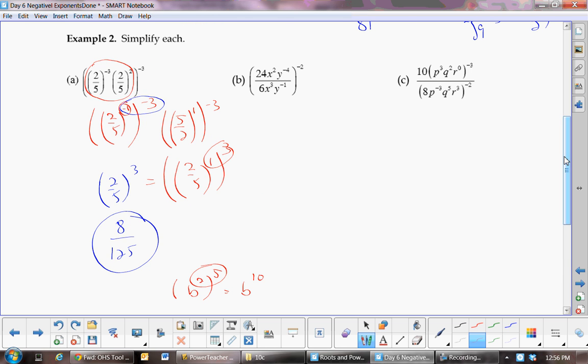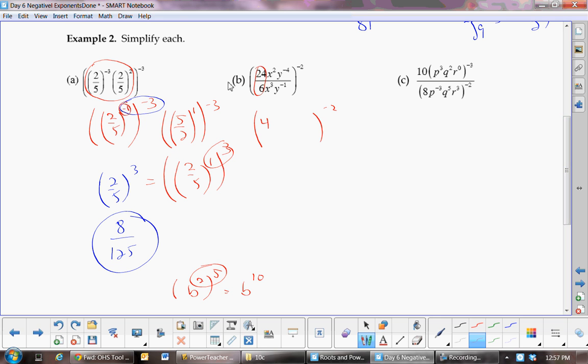Okay. Now, working from the inside out, I'm going to ignore the negative 2 out there. But can I take 24 and divide it by 6? You will get 4. Okay? Now, that negative 2 staying outside.